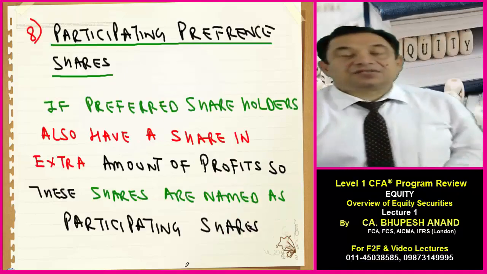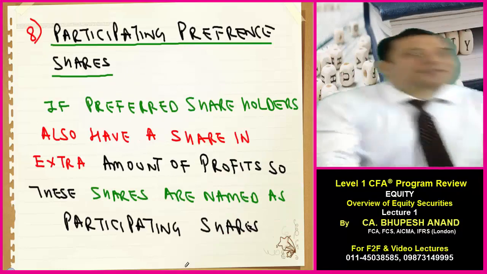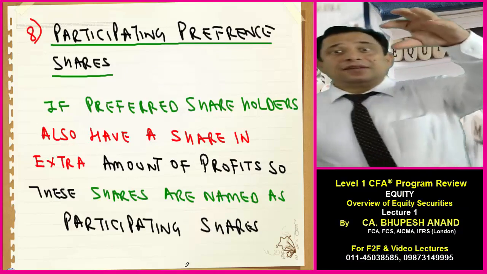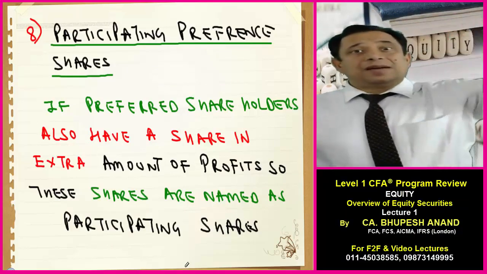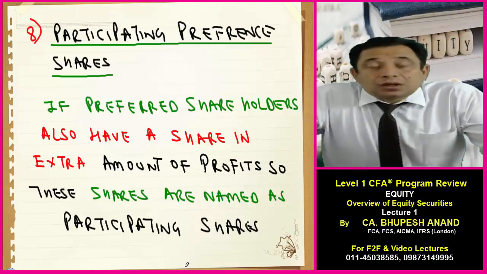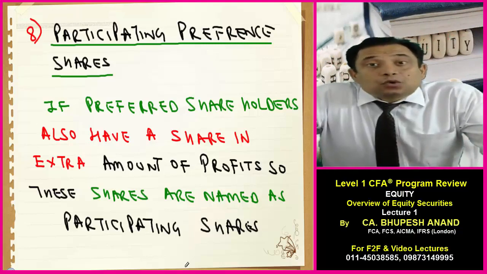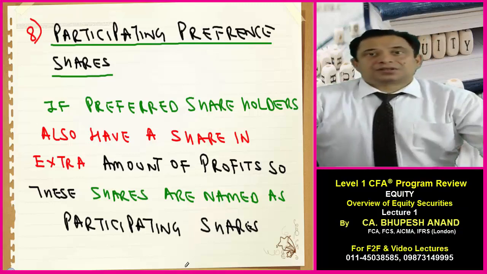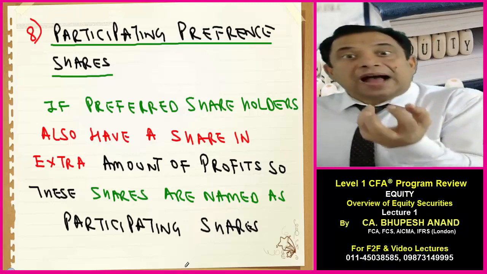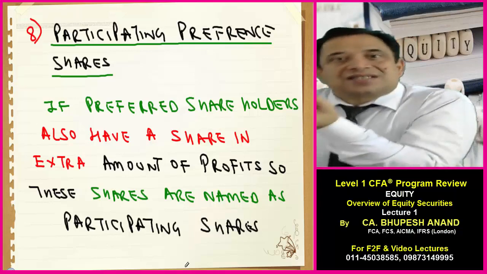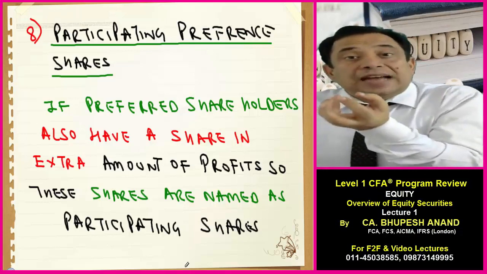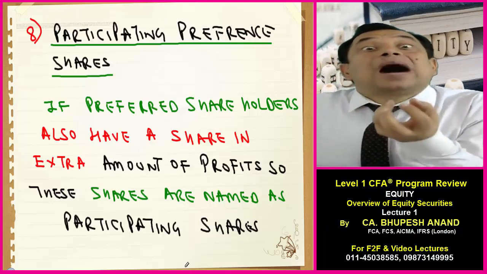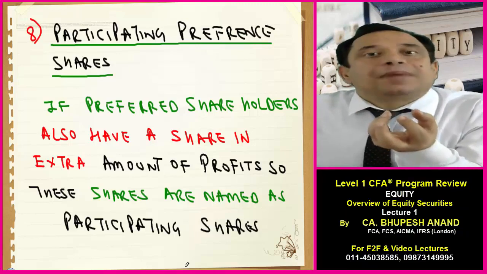So the next category which we are going to start with is participating preferences. As the name indicates, participating. So it may happen that equity can be divided into common stock and preferred stock. Now preferred stock will be entitled for only a fixed amount of dividend. But if the company is incurring huge profits and these shareholders are interested to have an extra share from those profits, then those types of shareholders are named as participating preferential holders.